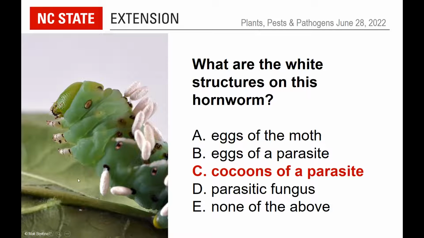So if you see a caterpillar like this, it's usually not completely dead, but it's bad off and it's going to die. You can just put it in your garden somewhere on the ground. It's not going to be feeding much more. And all those wasps that emerge from these cocoons are going to mate and lay eggs in more hornworms and some other caterpillars. So they are effective biocontrol, although not as rapid as some people would like.